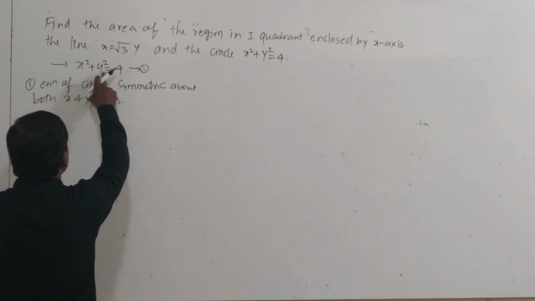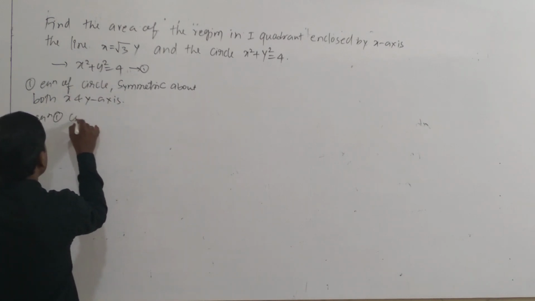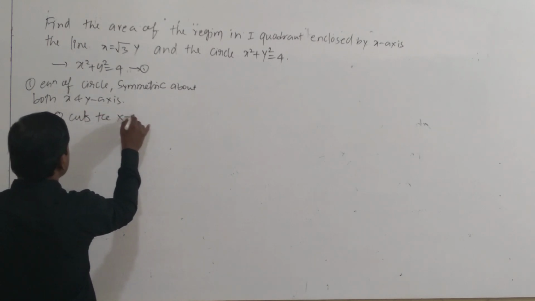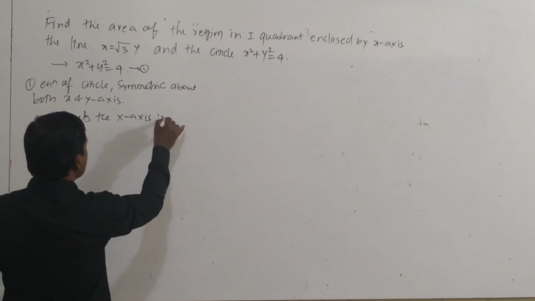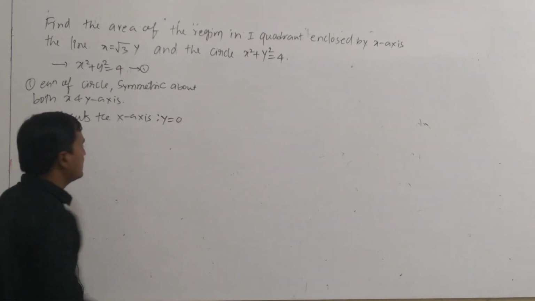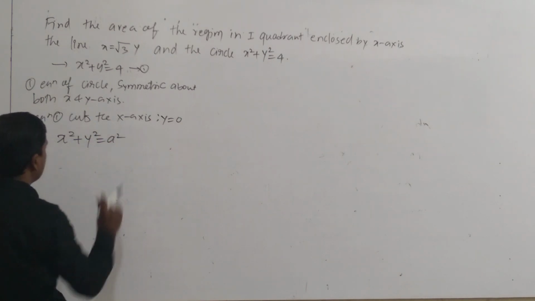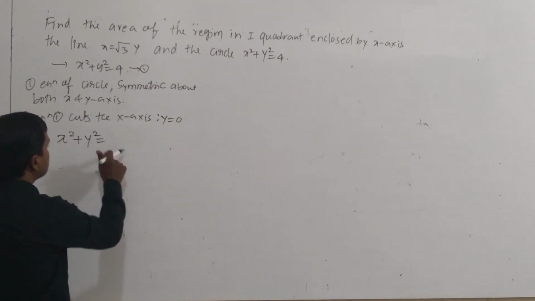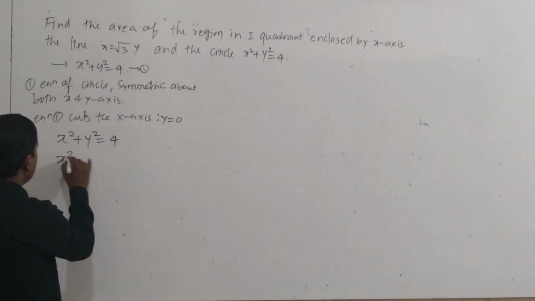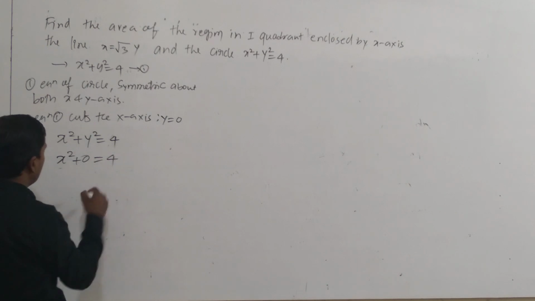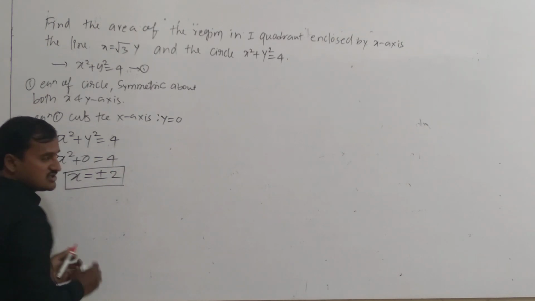And also it cuts the x axis. So equation 1 cuts the x axis, because if it cuts the x axis, its y coordinate is 0. So what is the equation? x square plus y square is equal to 4. It cuts the x axis means the y coordinate is 0, so x square plus 0 is equal to 4. What is the value of x? The value of x is plus or minus 2.